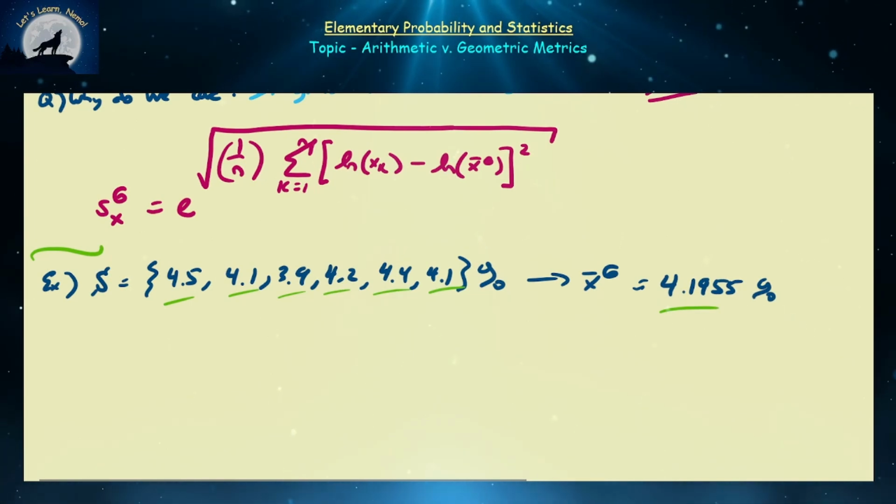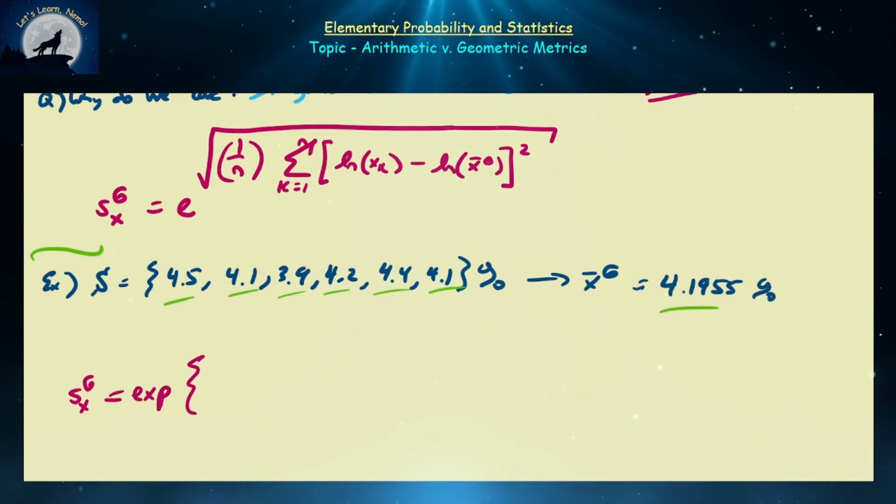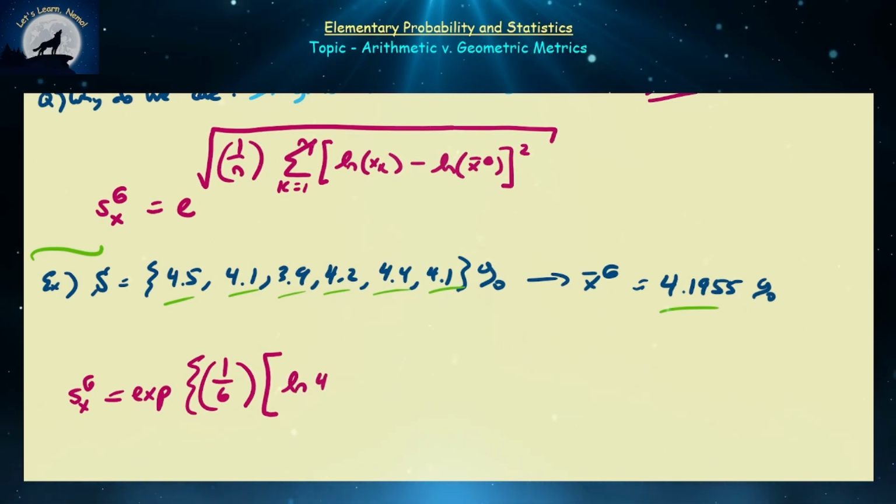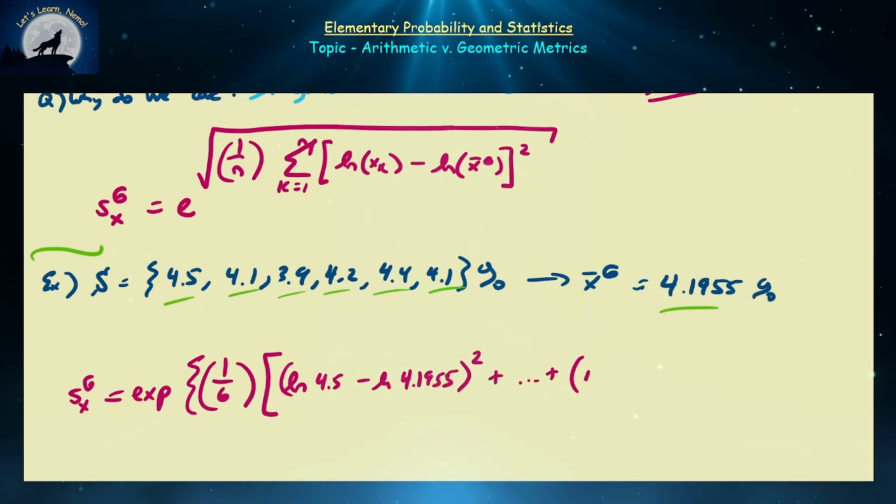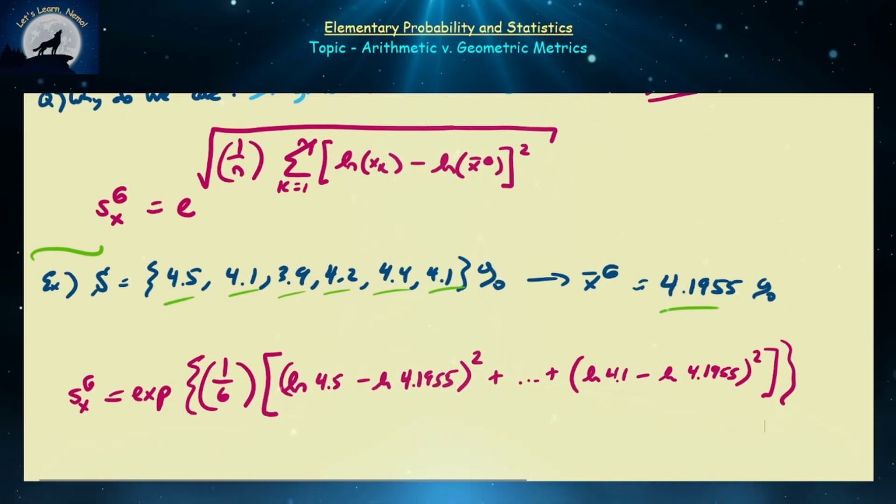So how would I calculate the geometric standard deviation? The geometric standard deviation will be equal to e to the power, which I'll just write as exp for now because it's a lot easier to write than that complicated exponent. And then we're going to have 1 divided by 6, and then a bunch of addition. So we're going to do the natural log of 4.5 minus the natural log of 4.1955. We're going to take that difference and square it, and we're going to do that all the way down to the last value, 4.1. It's natural log, let's not forget our logs. So the log of 4.1 minus the log of our geometric mean, 4.1955, and then square that, add, and then exponentiate that with a base of e.